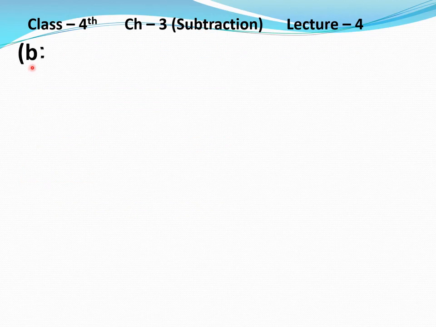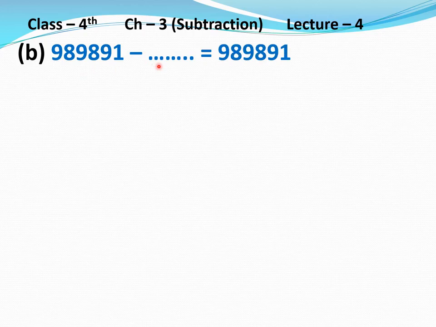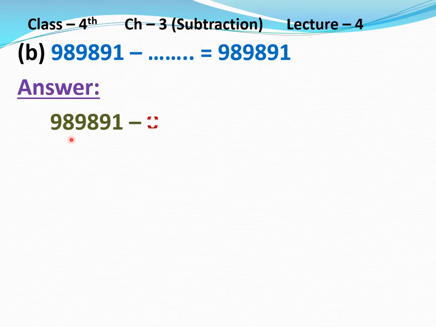Now, B part: 9,89,891 minus dash equal to 9,89,891. See, difference is 9,89,891. So we will write here 0. Okay, write down. Answer: 9,89,891 minus 0 equal to 9,89,891. Answer is 0. Okay.